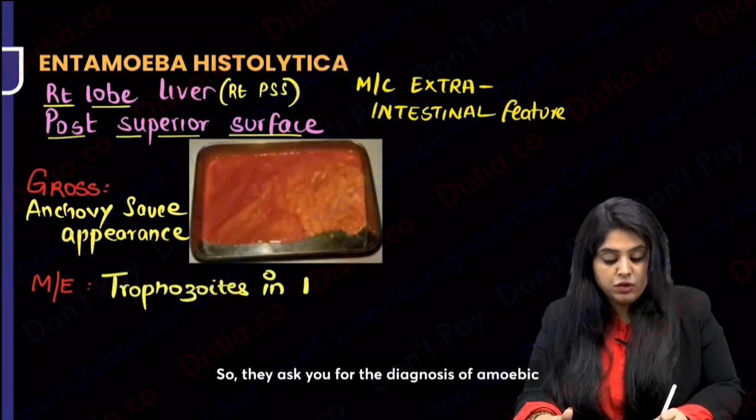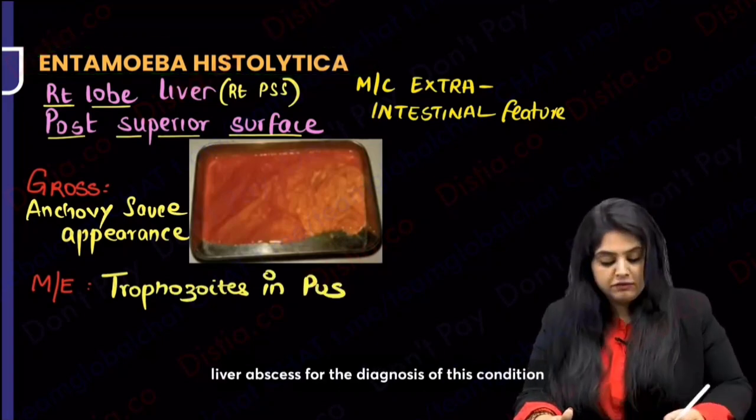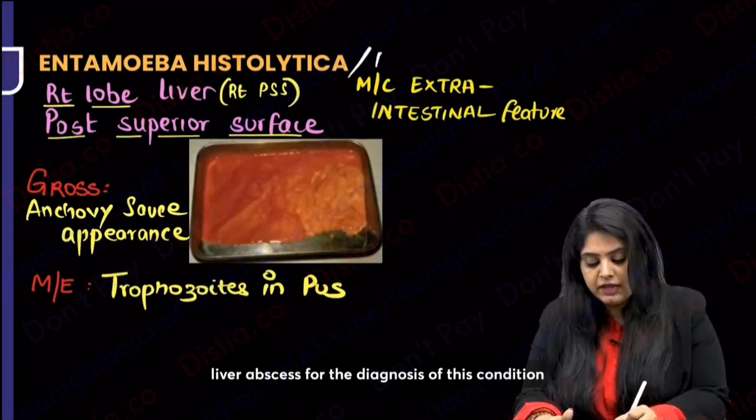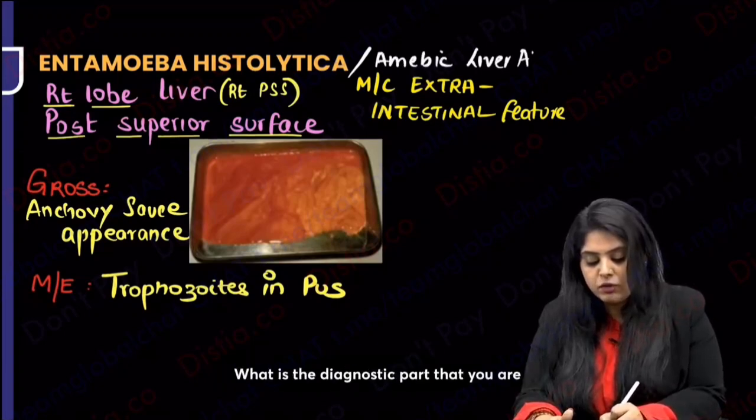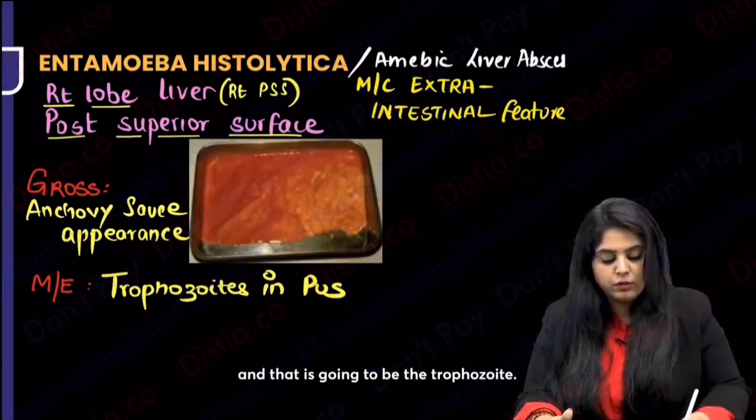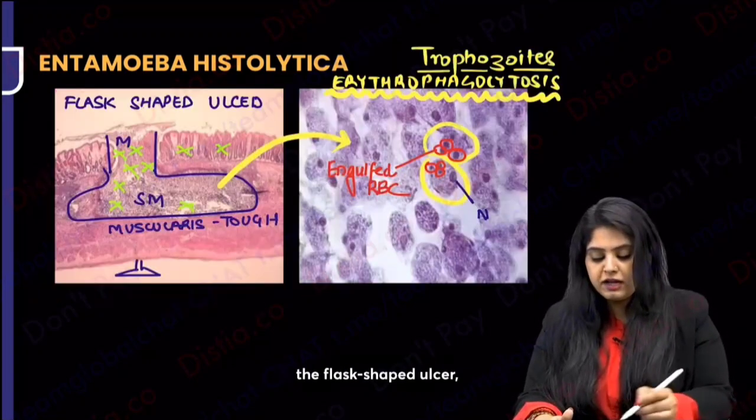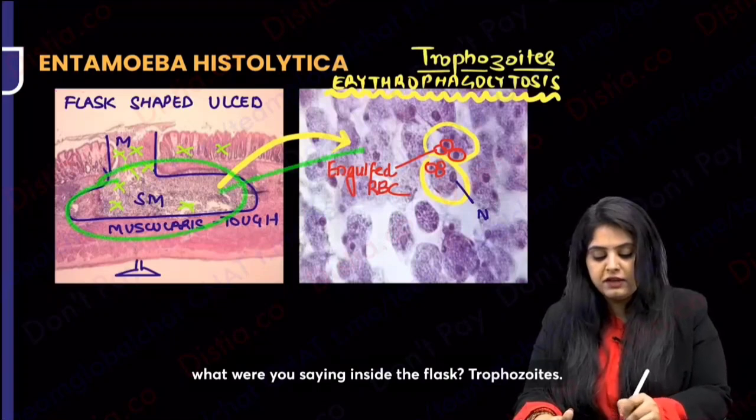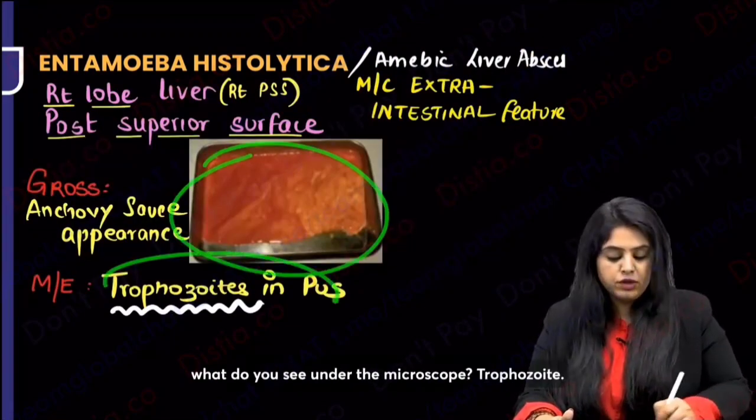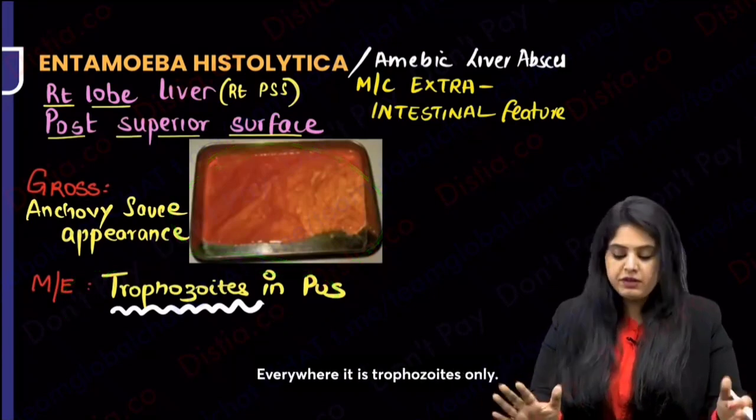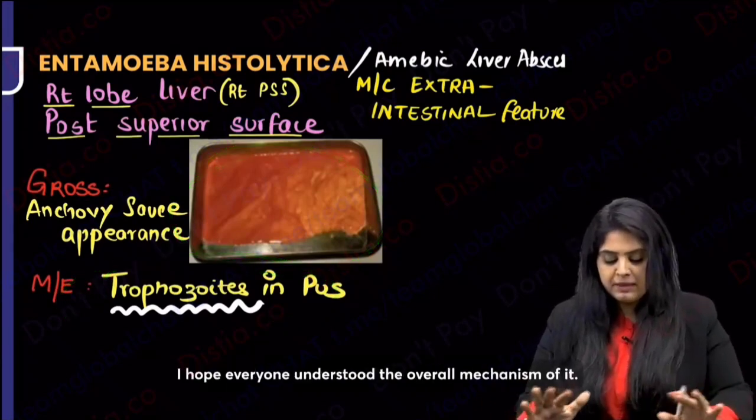So they ask you for the diagnosis of amoebic liver abscess. For the diagnosis of this condition, what is the diagnostic part that you're going to see under the microscope? And that is going to be the trophozoite. So simple. When it was the intestine and you had the flask-shaped ulcer, what were you seeing inside the flask? Trophozoites. When it's the liver and you're seeing the anchovy sauce appearance, what do you see under the microscope? Trophozoites. Everywhere it is trophozoites only. I hope everyone understood the overall mechanism of it.